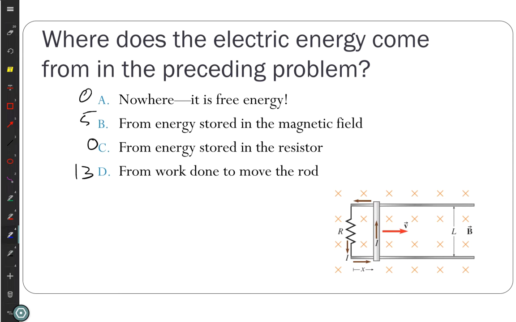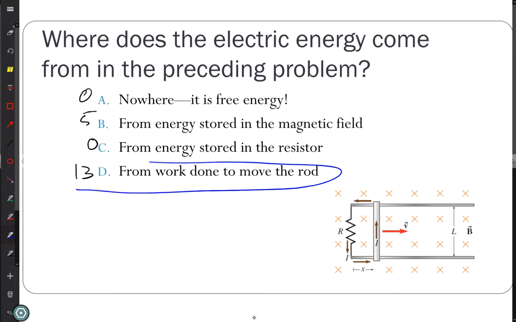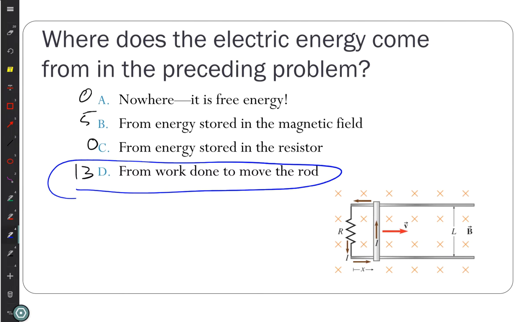seeing how. Okay. The correct answer was the work done to move the rod. The magnetic field, there is energy stored in the magnetic field, but it was the work that you were doing by pulling the rod, that energy was converted into making the current flow or making the voltage difference, whichever way you want to look at it.